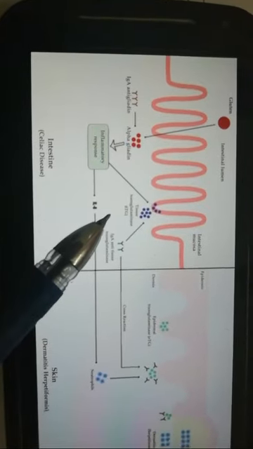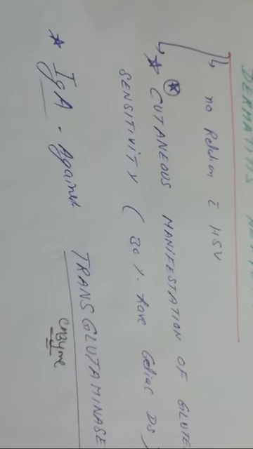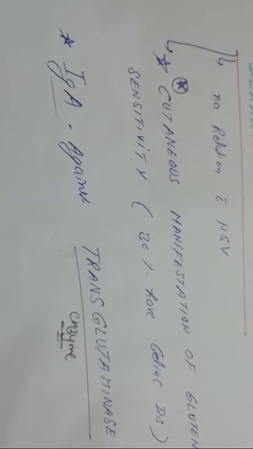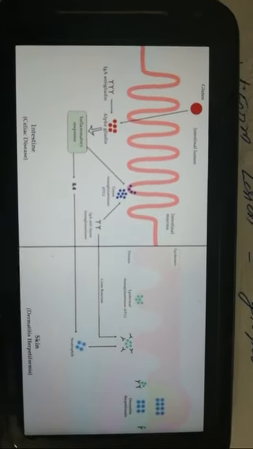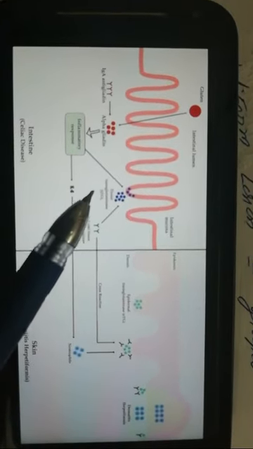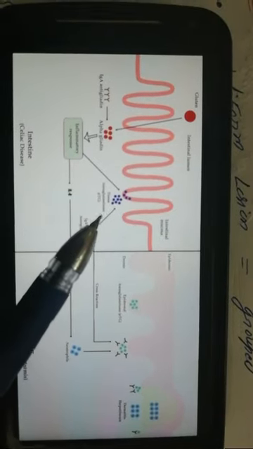Why are the antibodies acting against the transglutaminase? Because these patients are sensitive. That means in a few persons, the body thinks that the transglutaminase is a foreign antigen, an antigen that has come from outside, so the antibody starts acting against this transglutaminase, right? That's all we have to understand regarding these aspects.